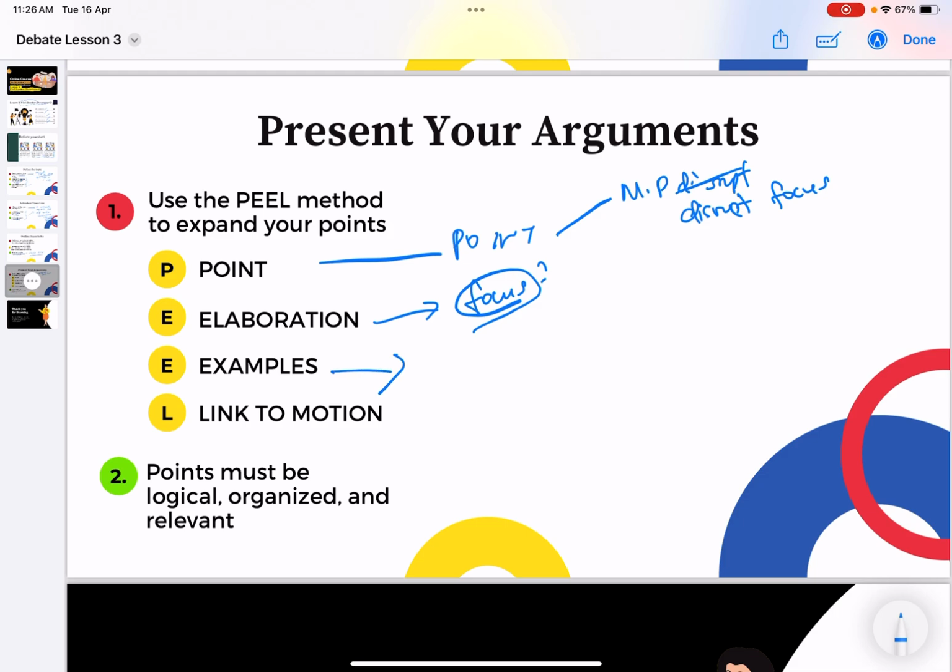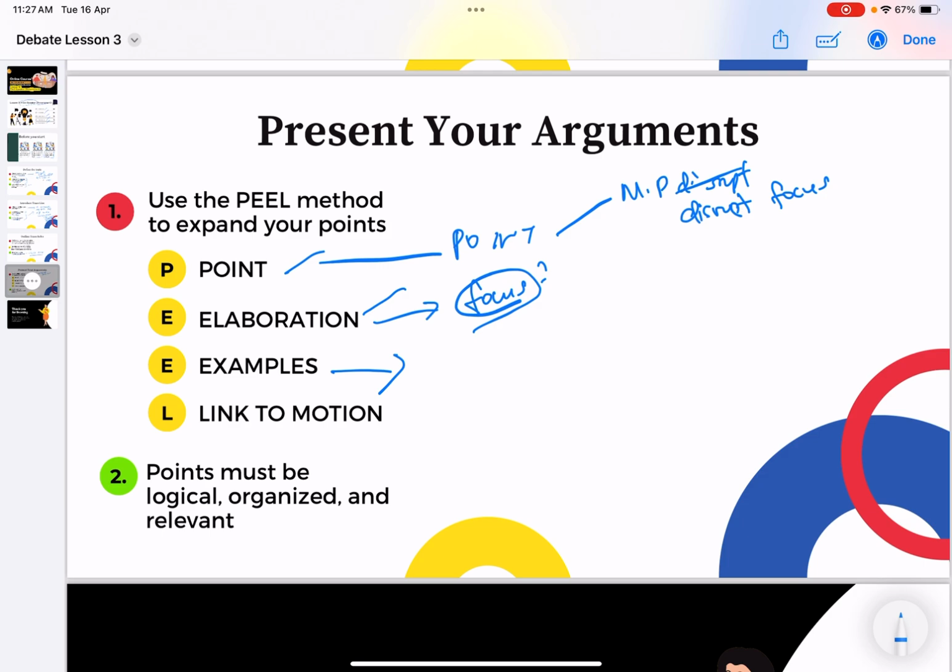But the elaboration is just talking about what you mean by disrupting focus. What does that actually mean? What does focus mean? And what does it mean that students will not pay attention? That would also be an example. Then you give your point, you give your huraian in Malay, or elaboration: what do you mean by focus and what do you mean by mobile phones?